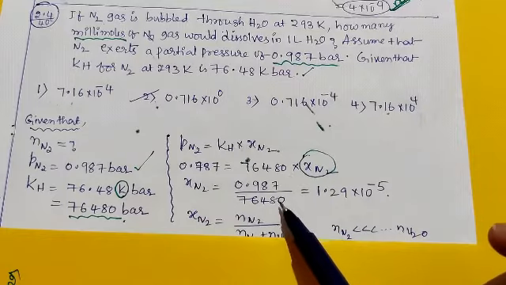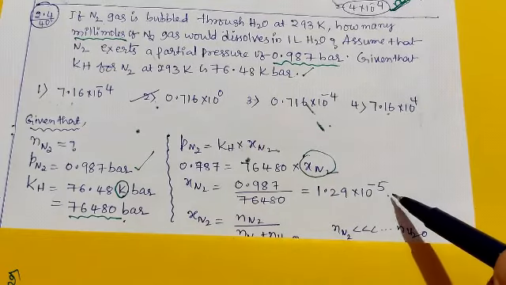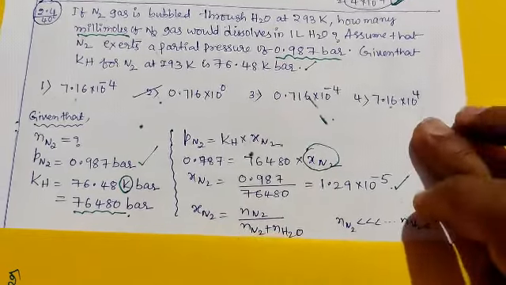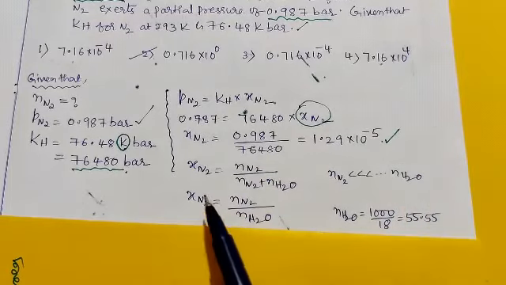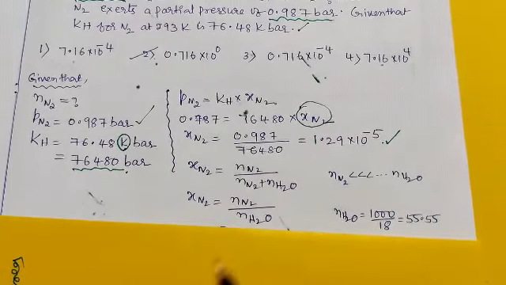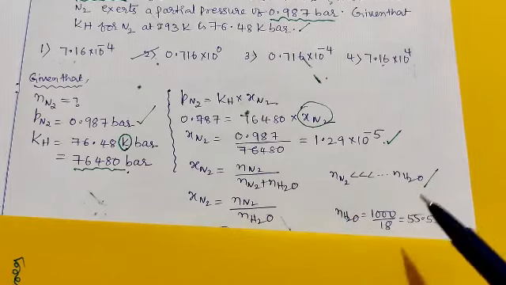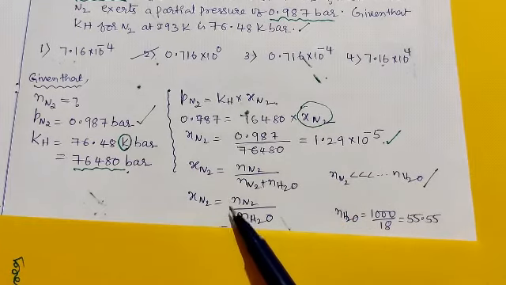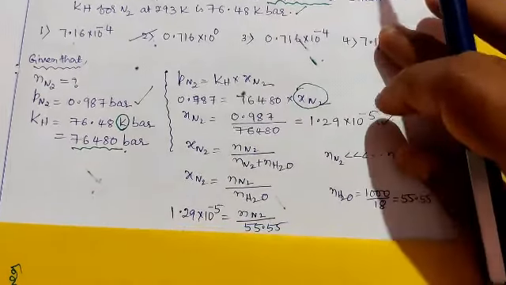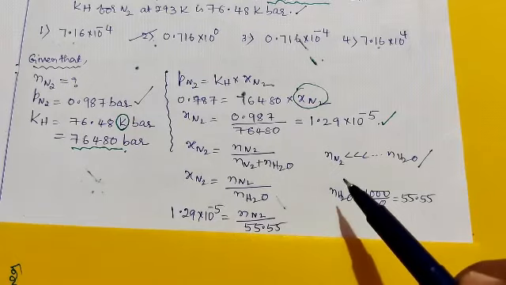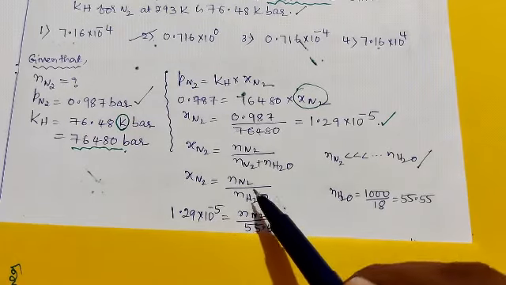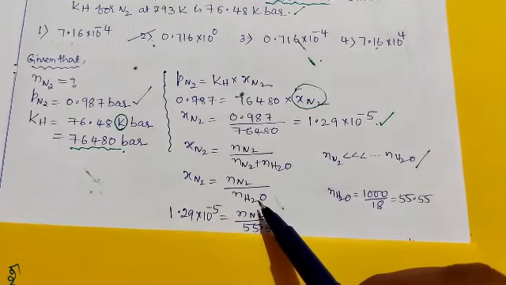So by using this relation we'll get the mole fraction of nitrogen, but we don't want the mole fraction, we want the number of moles of nitrogen. Compared to the number of moles of water, the number of moles of nitrogen is less, that's why we can neglect it. While doing problems, if it is very small and negligible, we can take it as the number of moles of water only.